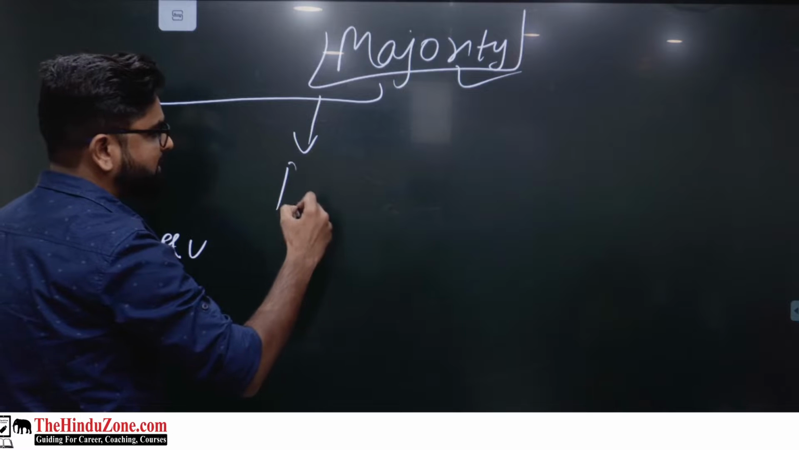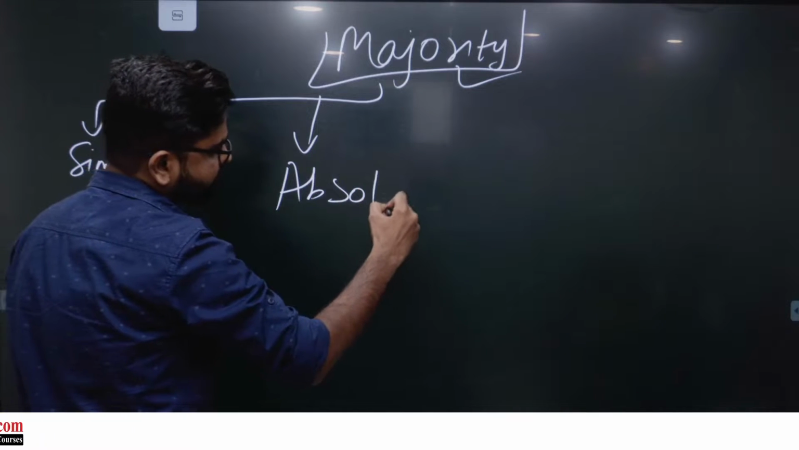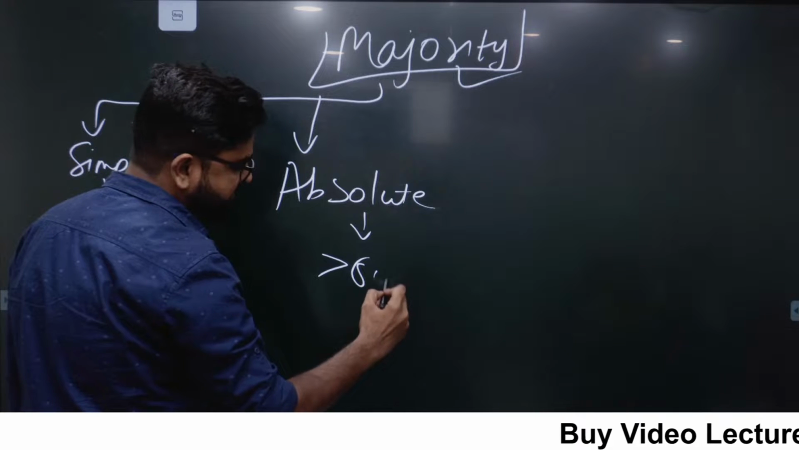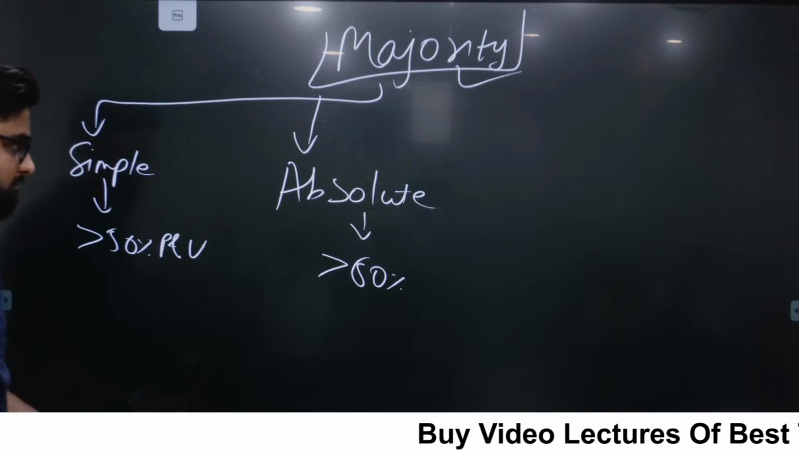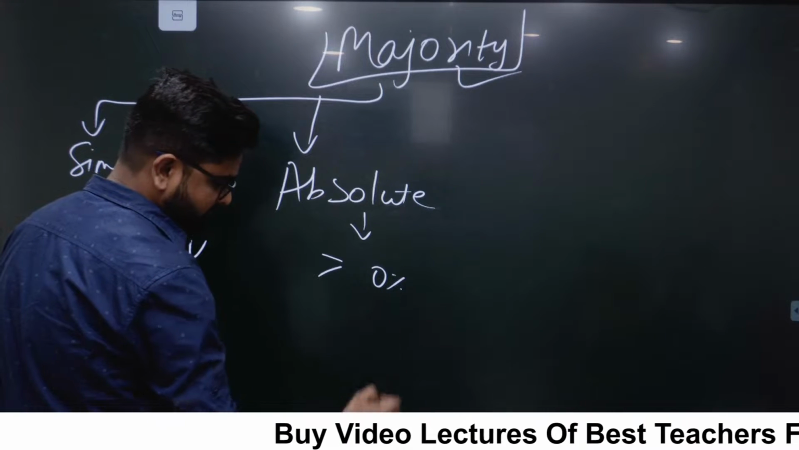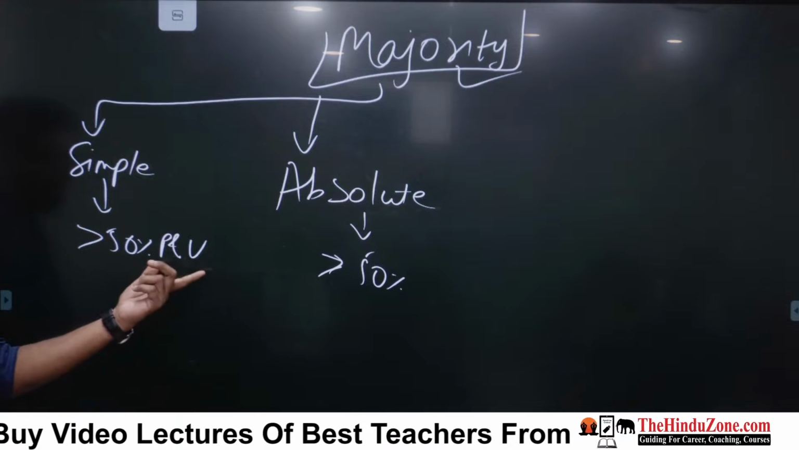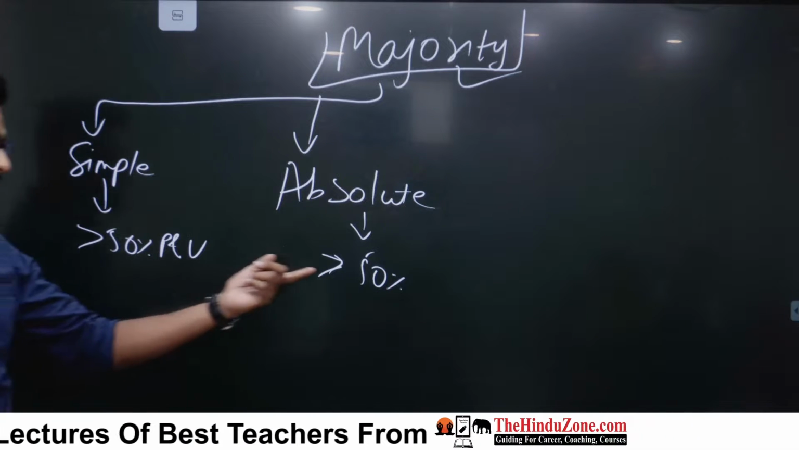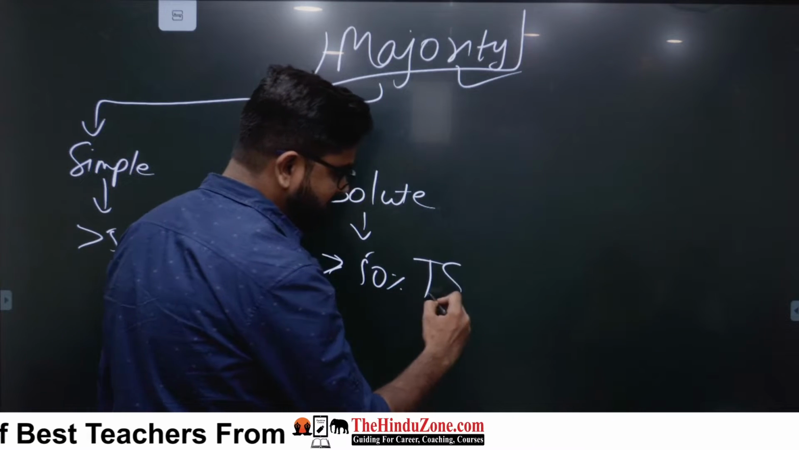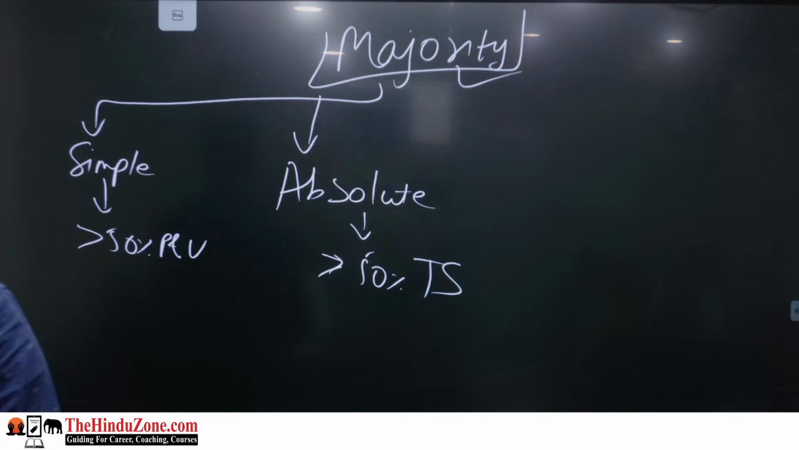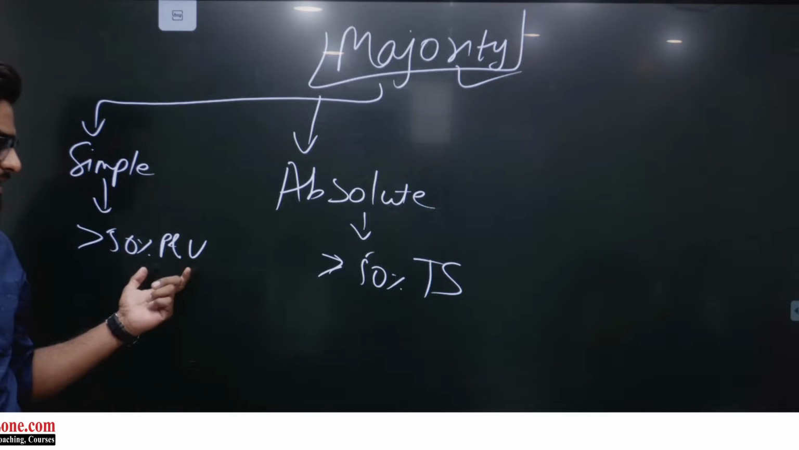Next is absolute. Absolute basically means, again, more than 50%. But here, we had present and voting, while here it will be total strength. We will understand by an example the difference between all of them, but this much is clear: present and voting versus total strength.